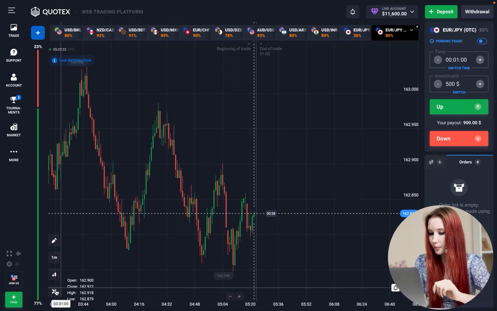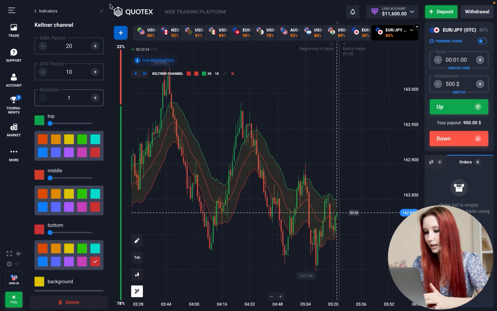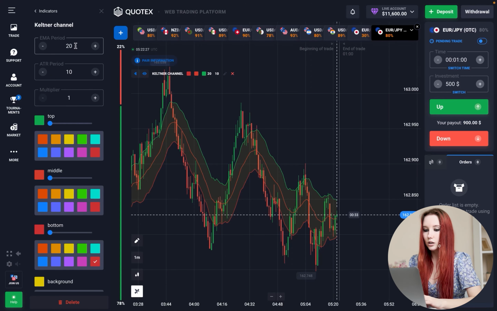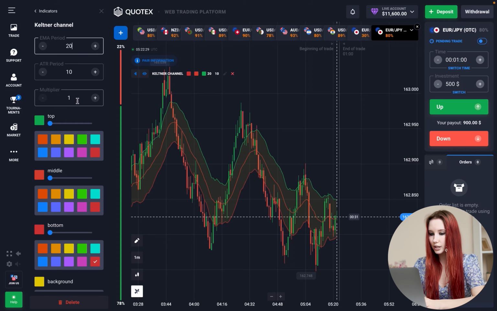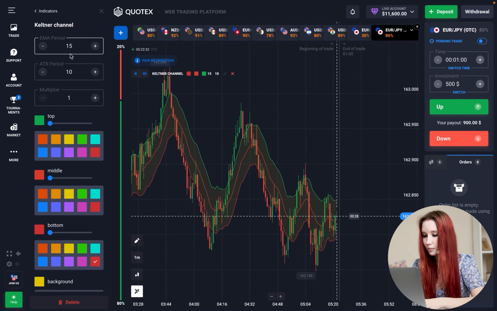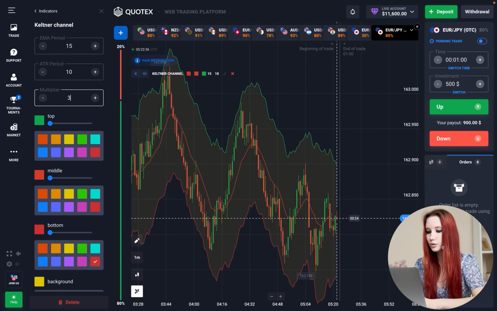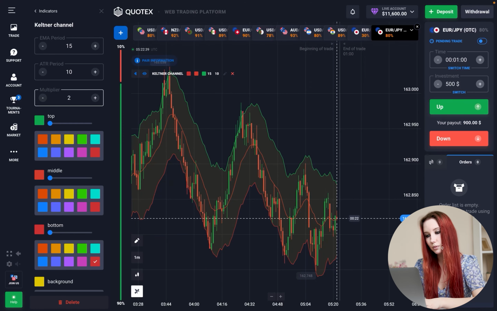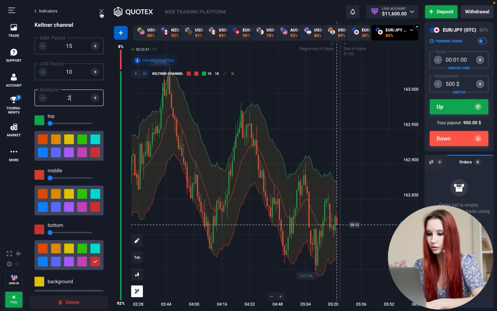So guys, let's go to Quotex, and let's add the Keltner channel indicator. And as you can see, it's default settings. It's period 20, multiplier 1, but I recommend you to use a period of 15 and a multiplier of 2. These are my favorite settings, but I recommend you start with the default Keltner channel settings anyway, and experiment on a demo account until you find what works best for you.